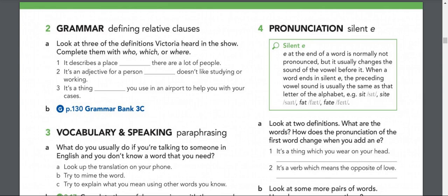Section number 2. Grammar. Defining relative clauses. Look at 3 of the definitions Victoria heard in the show. Complete them with who, which, or where.